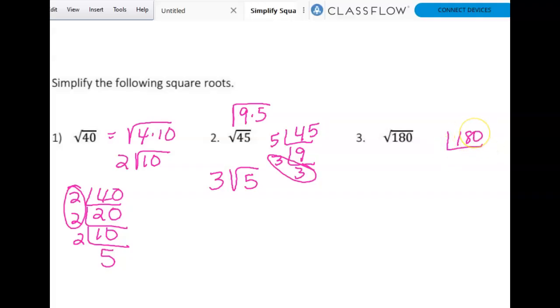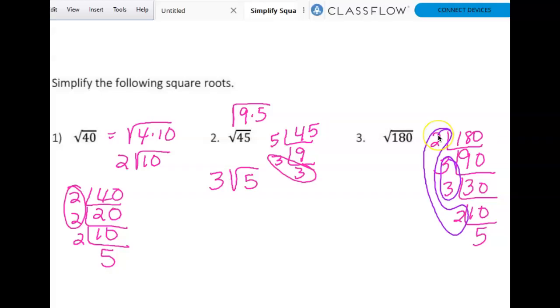What did you do with 180? All right, so if I divide by 2, I get 90. Then what did you divide by? 3, and you get 30. And then? And 10. And 5 is one of our prime numbers, so we stop. So now where are my pairs? Right, I have a pair here, and then a pair here. So I have 2 times 3, which gives me 6 square roots of 5.